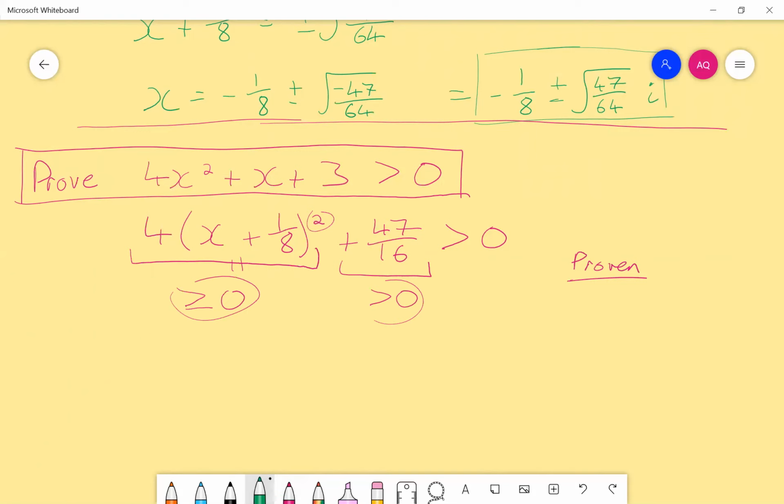I'd recommend having a look at the 2017 paper 1 question 1. That's a very nice question on completing the square. A little bit of tricky fractions at the start, but then it just asks standard enough things to do with completing the square.